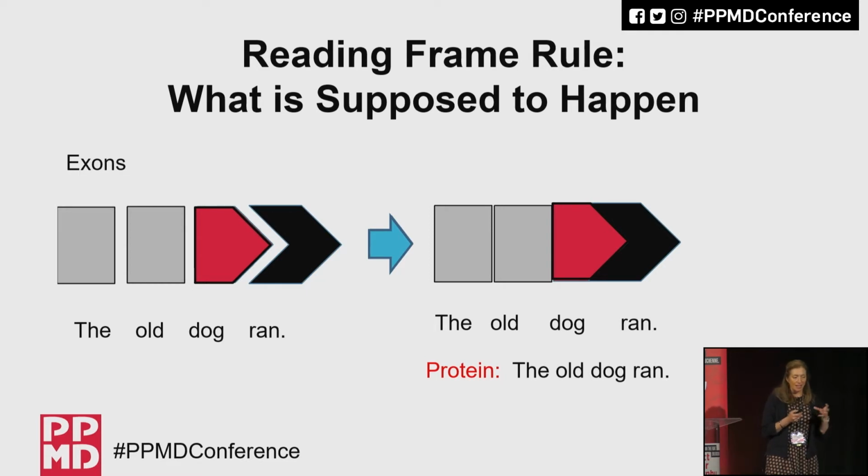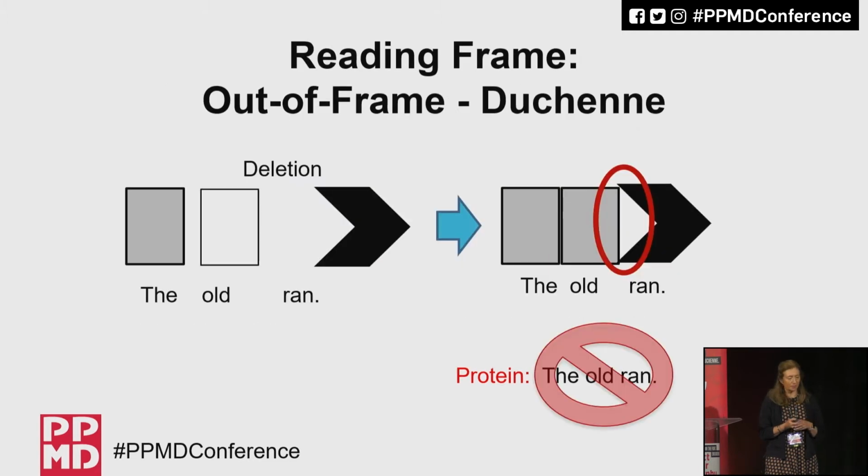If you again think of each of those three-letter words as an exon, all of those exons have to line up together to make a protein that makes sense. In this case, the old dog ran. So that's how everything is supposed to work.